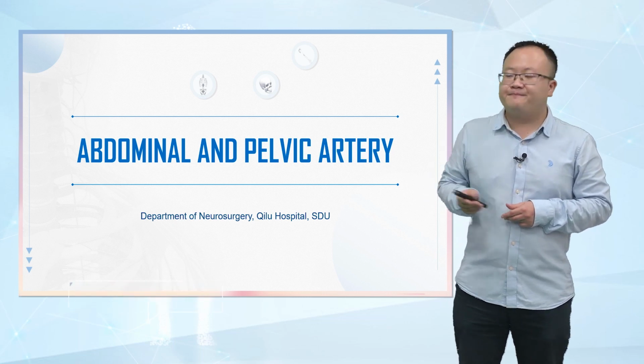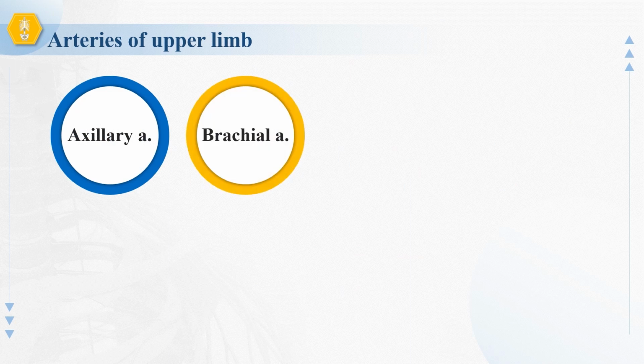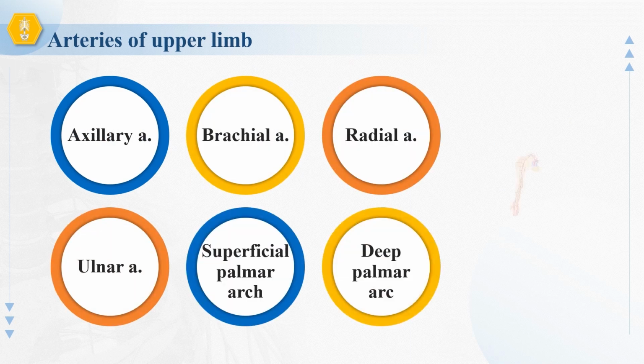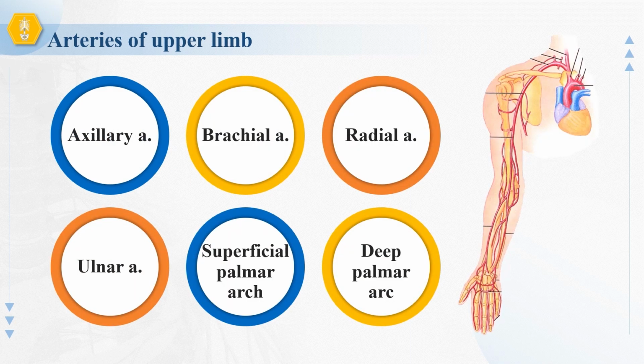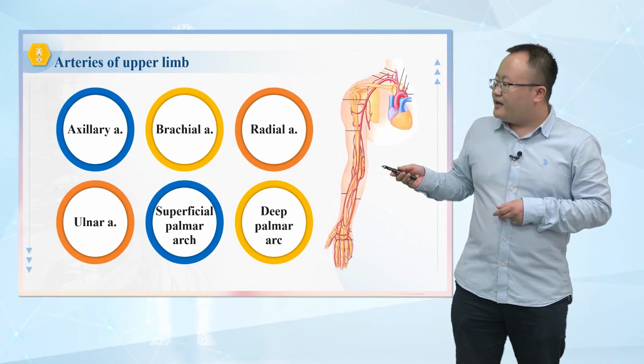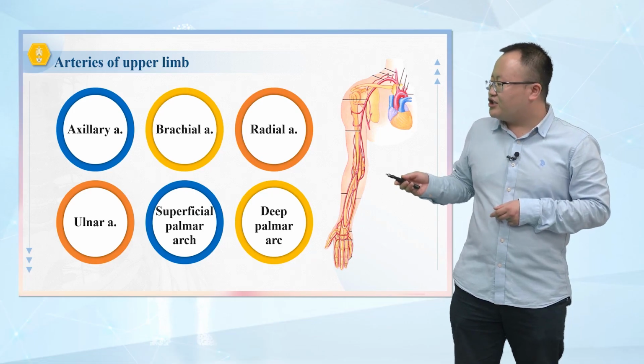Let's begin. This picture demonstrates the main branches of the arteries of the upper limb. They are the axillary artery, brachial artery, radial artery, ulnar artery, superficial palmar arch, and deep palmar arch.